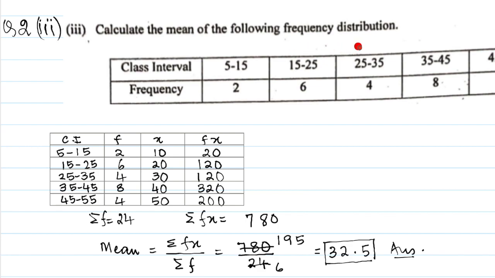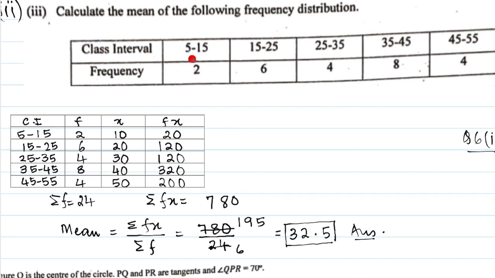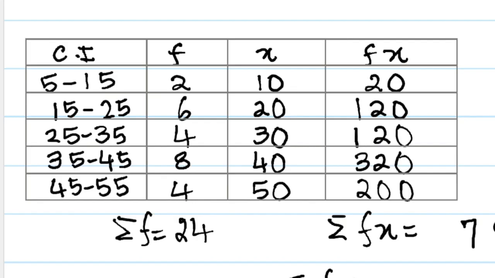Calculate the mean of the following distribution, and we have the class intervals 5 to 15, 15 to 25, 25 to 35, 35 to 45, 45 to 55, and these are the frequencies given. But if we have to find the mean, then we need to find the mid value or the class mark, and we need to make a table. So the table is made here. These are the class intervals.